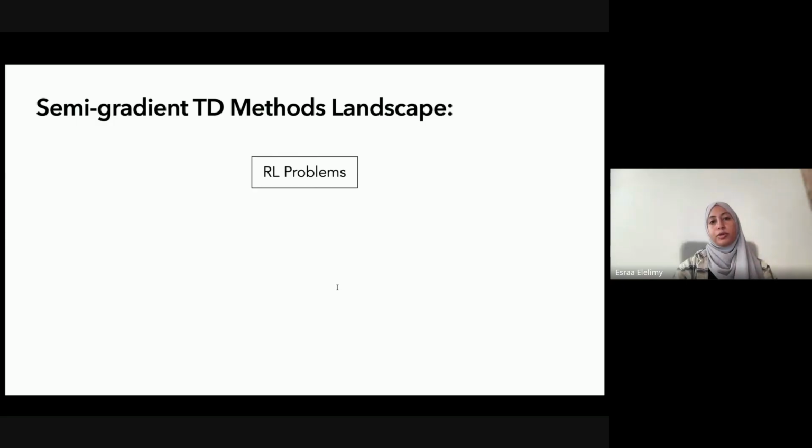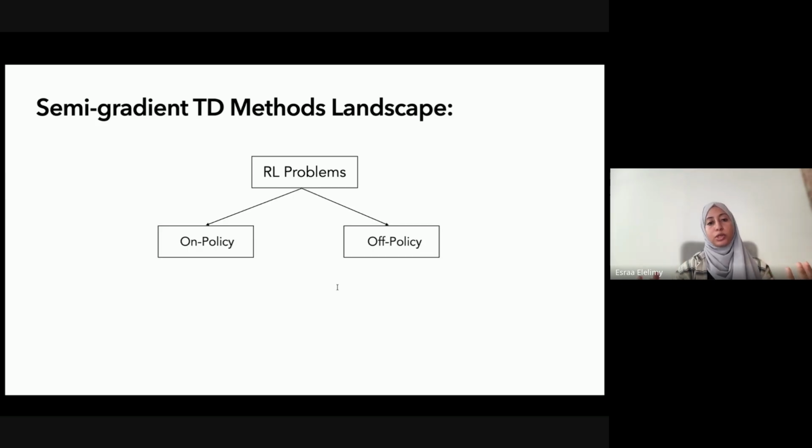But that's not fully true, because if we look at all of the RL problems, we can divide them into on-policy and off-policy problems. On-policy problems are where I'm trying to estimate the value of the policy I'm following, and off-policy is when I'm trying to estimate the value of some policy, but I'm following a different policy. And in both cases, I might be using linear function approximation, or I might be using nonlinear function approximation. And here I highlighted in red those cases where there is a divergence example for semi-gradient TD methods, which means that semi-gradient TD methods are not stable in all of these cases, which is a lot of cases.